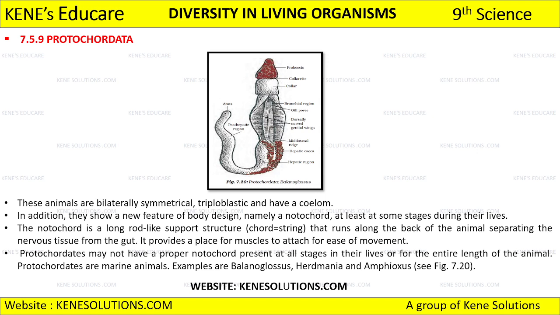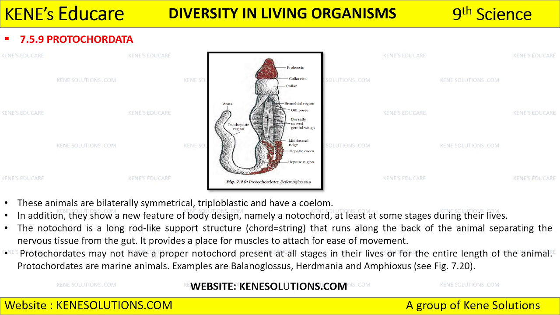The next phylum that we have is Protochordata. These animals are also bilaterally symmetrical, triploblastic, and have a coelom. And along with this, they show a new feature of body design which is known as the notochord. So at least at some stage during their life, they are going to have this notochord present in them.